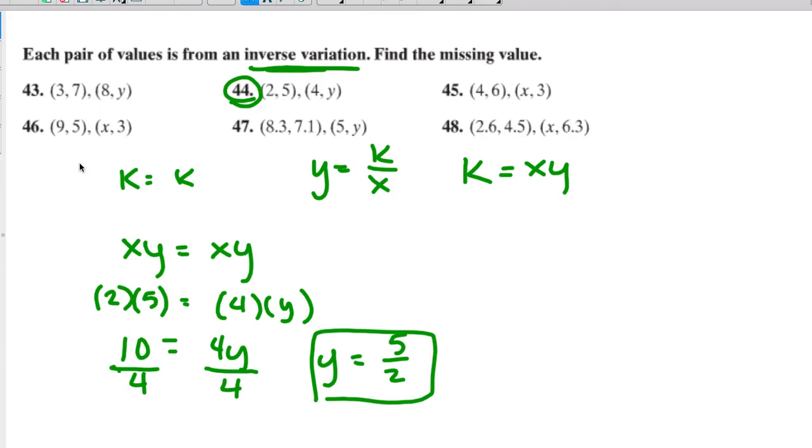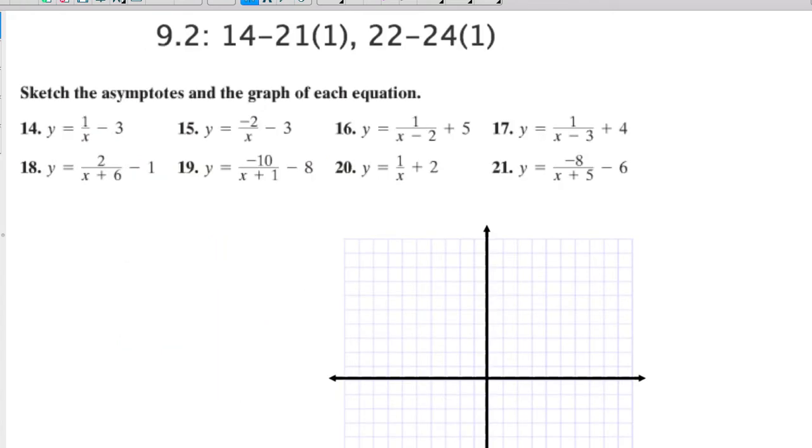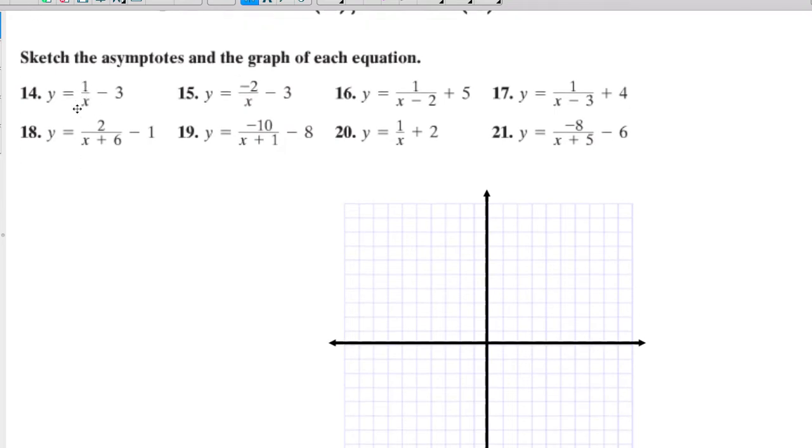Okay. All right, from 9-2, this is the graphing section. Sketch the asymptotes and then graph the equation. So I'm going to go with number 18.